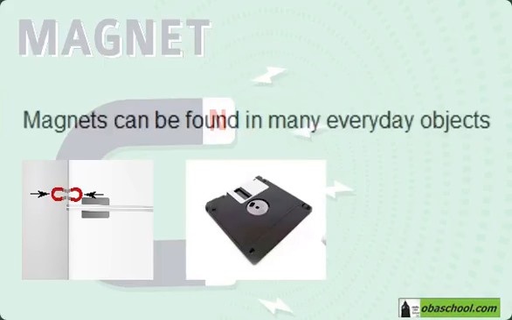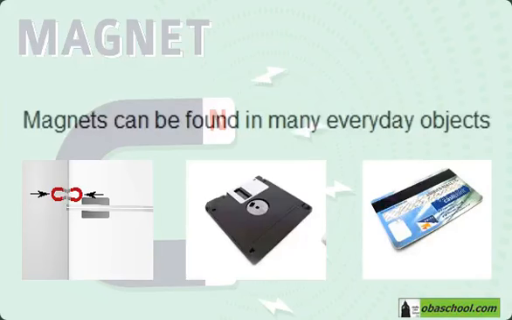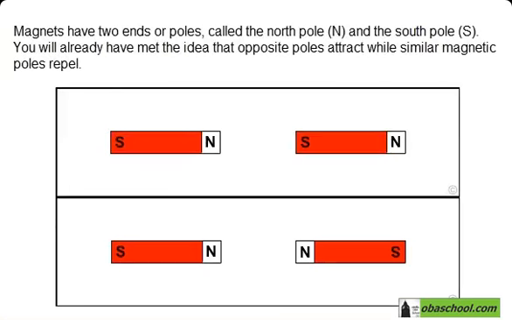Also, computers use magnetic disks to store information. Also, credit cards have magnetic strips on the back of them. And much more examples. Every magnet consists of two poles, the North Pole and the South Pole.